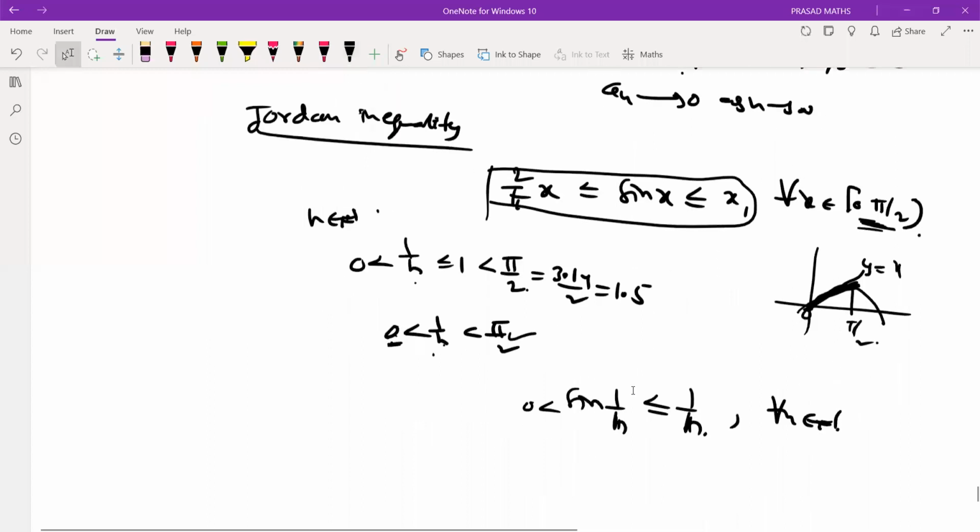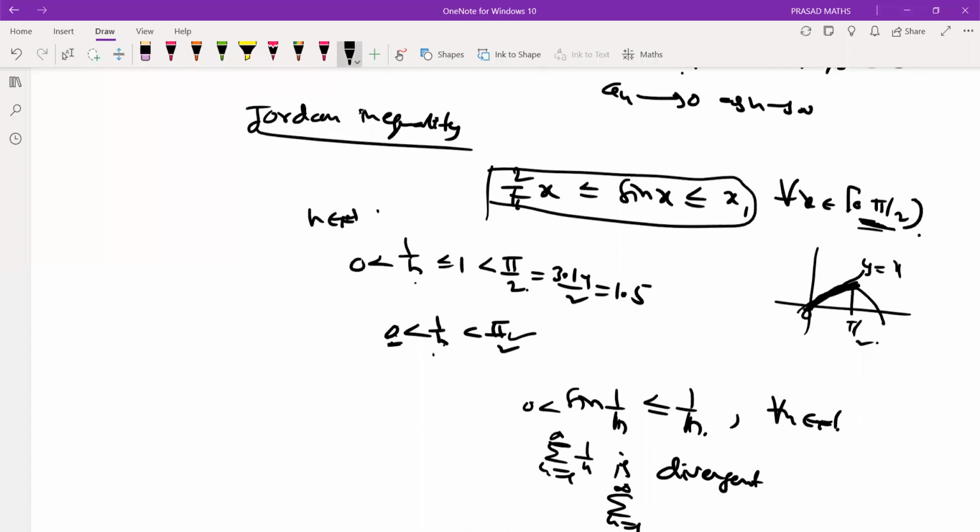Understand? Sin 1 by n is positive, therefore sin 1 by n positive means what? It is a positive term series. So by the comparison test, the right side series is convergent. This is divergent, we have seen. Therefore, this left side series is divergent.